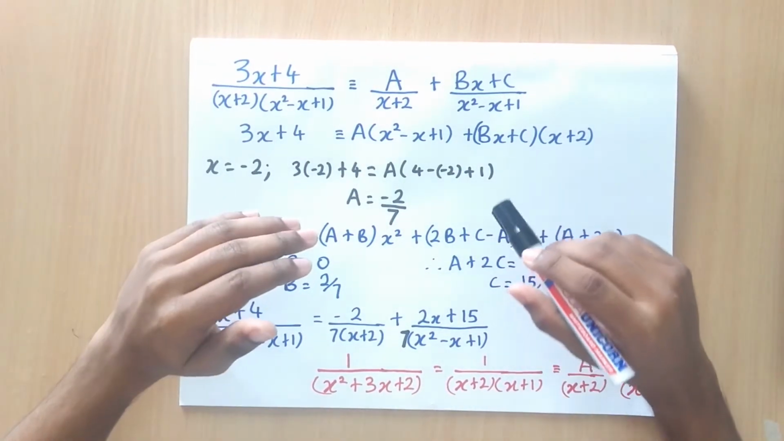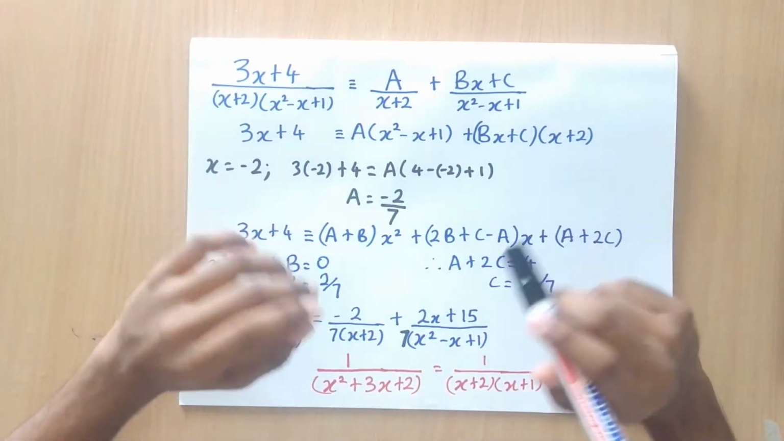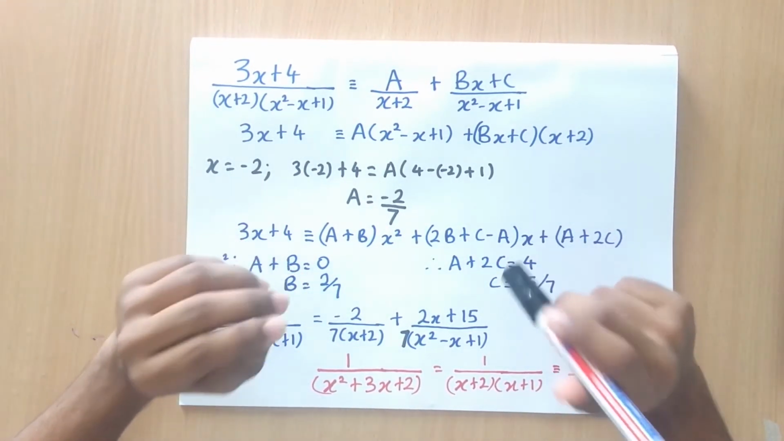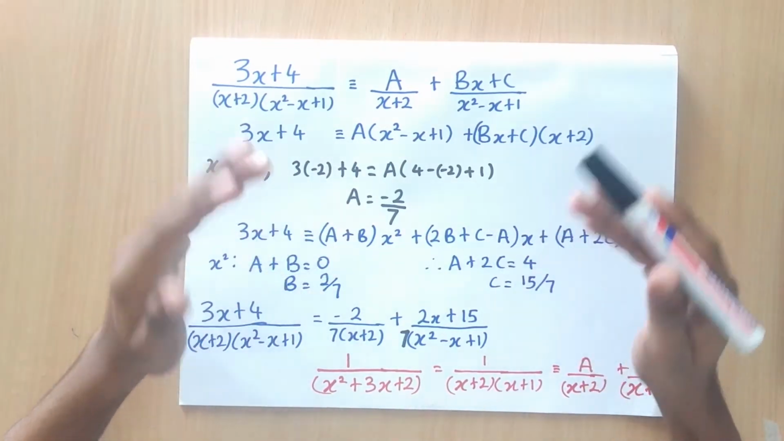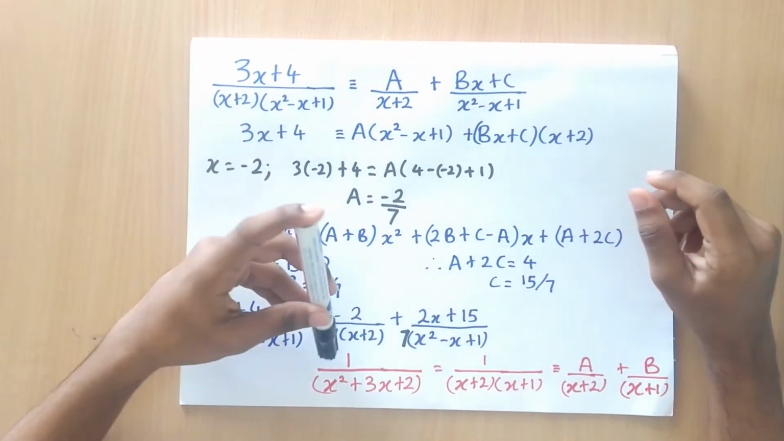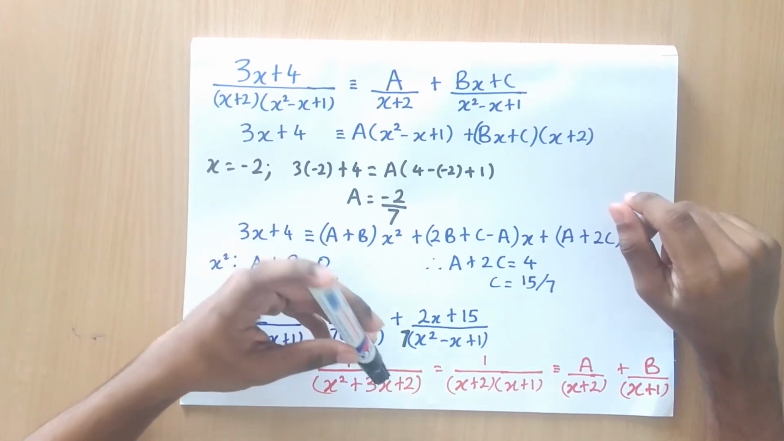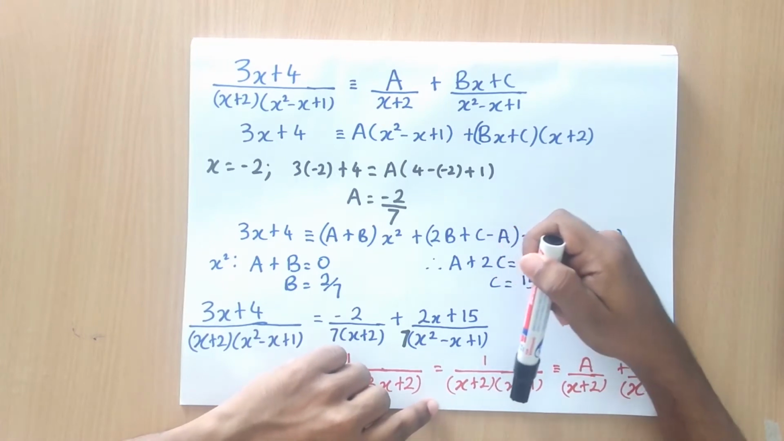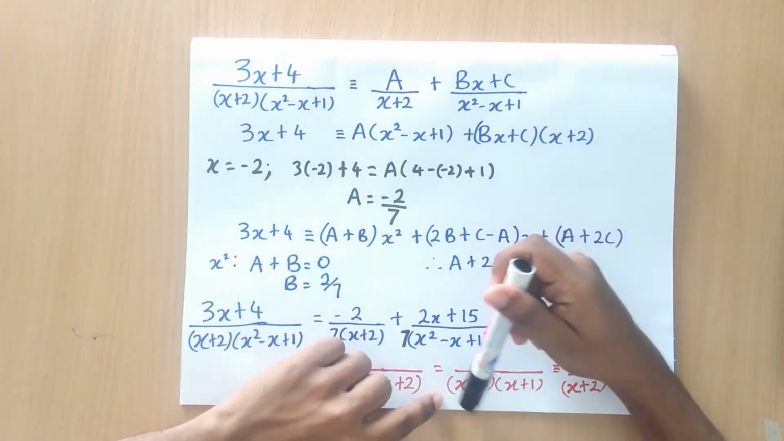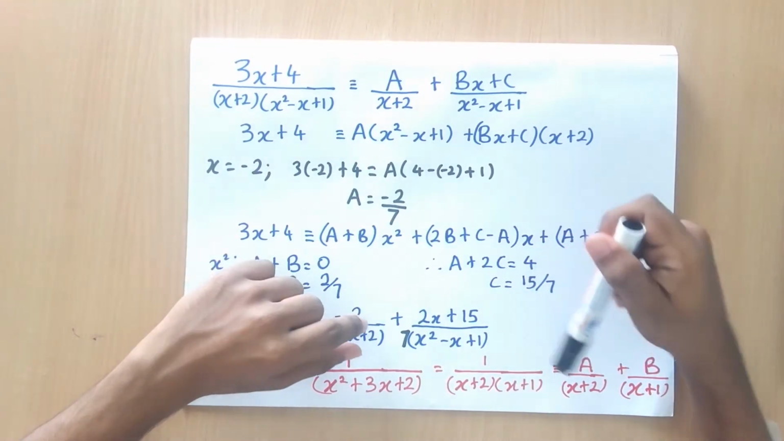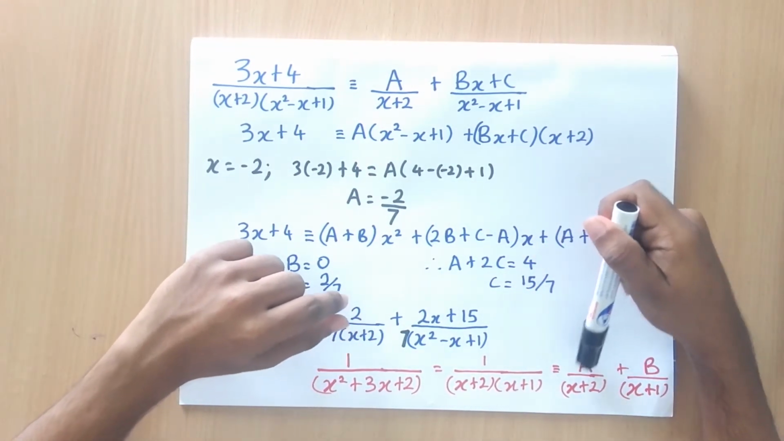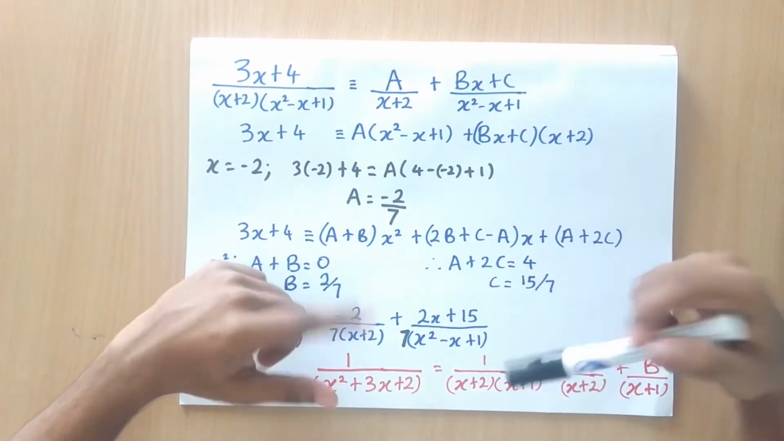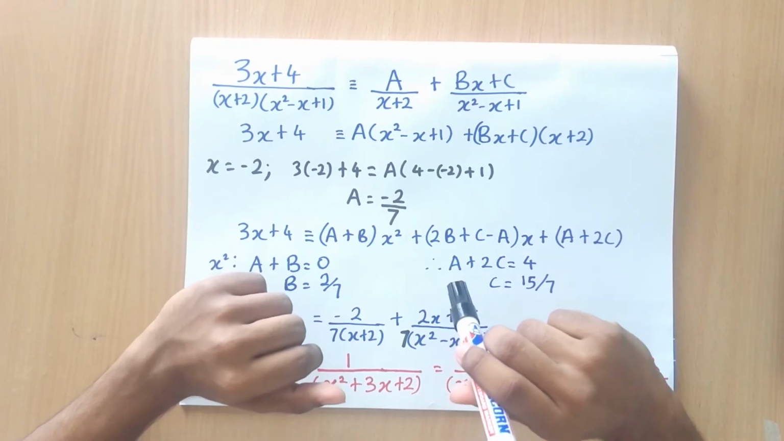Now for the tip of the day. When the denominator is a quadratic function, first check and see whether it could be factorized. If so, then factorize it and then proceed. For example, this quadratic function x squared plus 3x plus 2 can be factorized into x plus 2 and x plus 1. So now we have two linear factors. So we can split this as a over x plus 2 plus b over x plus 1. And now it becomes the first type that we learned today.